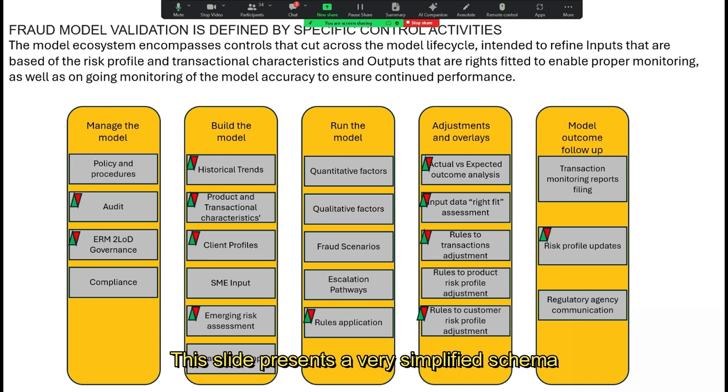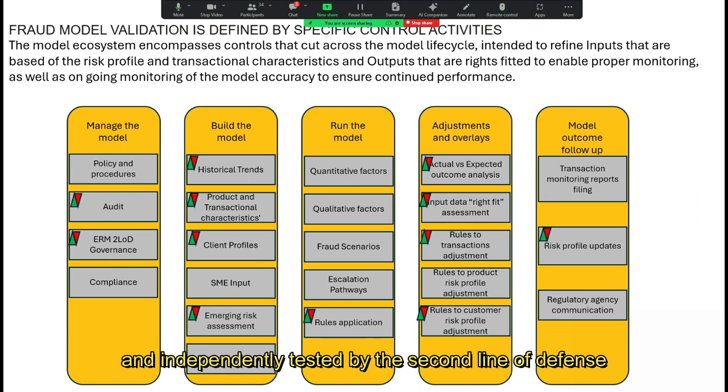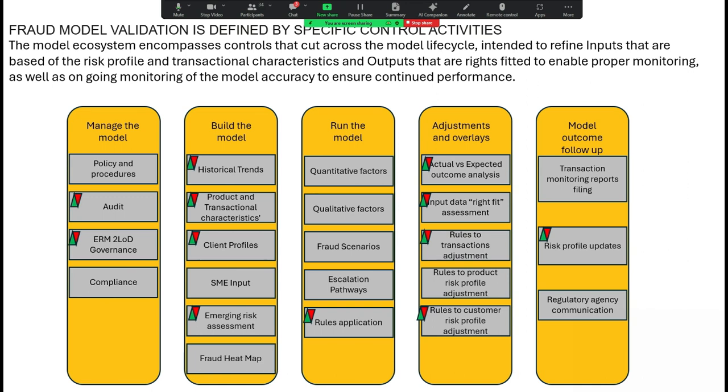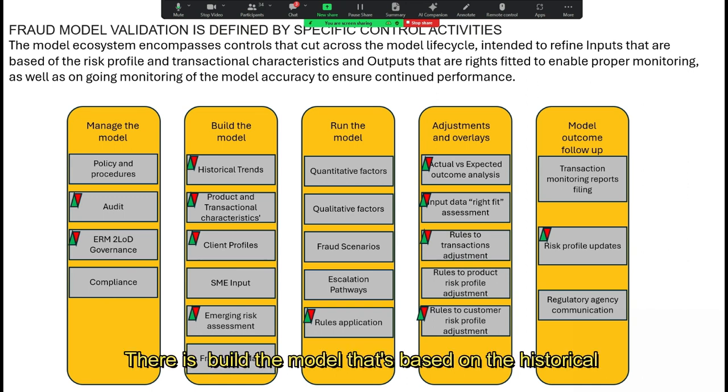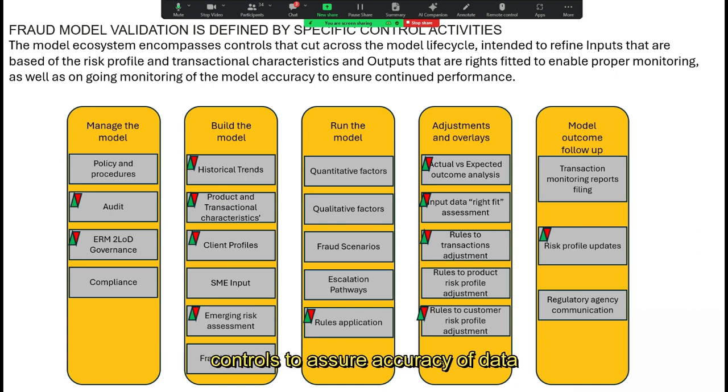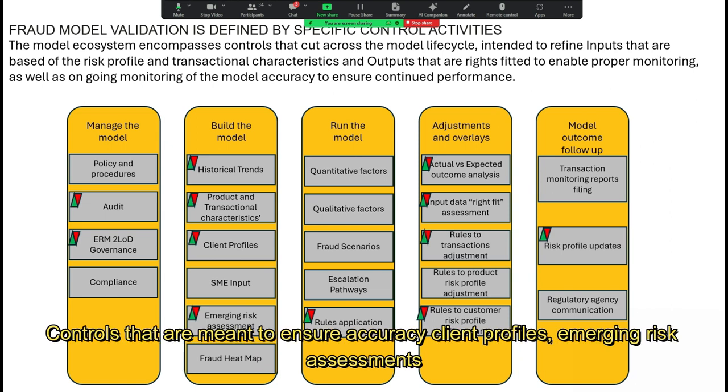This slide presents a very simplified schema of what is involved within the model build-out life cycle. So you have to manage the model, which constitutes policy and procedures, controls assessed by audit, controls designed and independently tested by the second line of defense. There is build the model, based on the historical trends, again with controls to assure accuracy of those data, product and transactional characteristics, controls that are meant to ensure accuracy of those, client profiles, and emerging risk assessments.